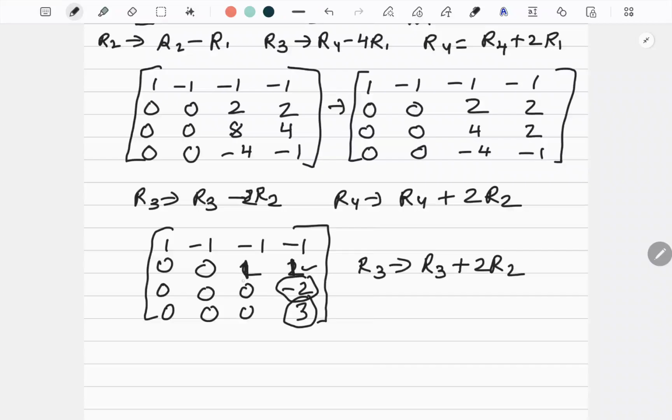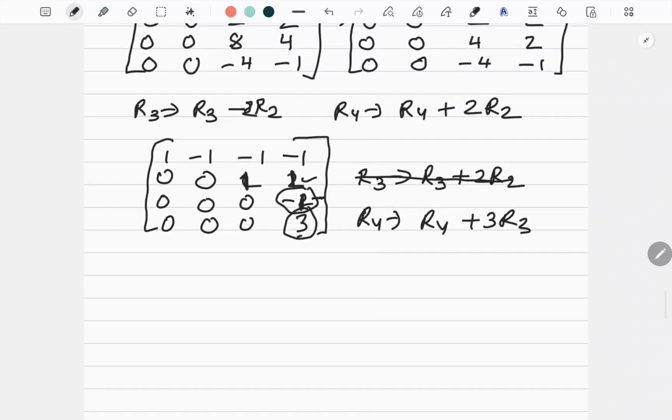So no need to do this. This will create a problem for us. Even if I use this row in the 4th row, it will create a problem. So now R2 I will not use, because R2 has 1 here and 0, 0 here. It will disturb the structure. So I can use only this number to make these two numbers 0. Right? So I will not touch R2. I'll touch R3 and make this 0. So divide this R3 by 2, so this will become minus 1. Then in R4, you can apply R4 plus 3R3. This will give me 1, minus 1, minus 1, minus 1; 0, 0, 1, 1; 0, 0, 0, minus 1; 0, 0, 0, 0.